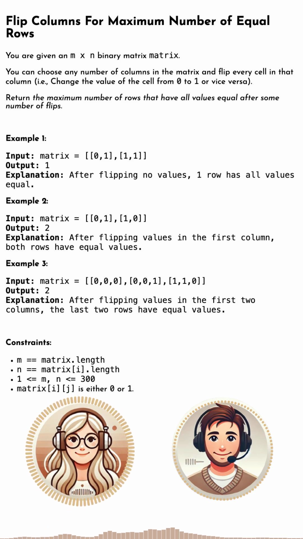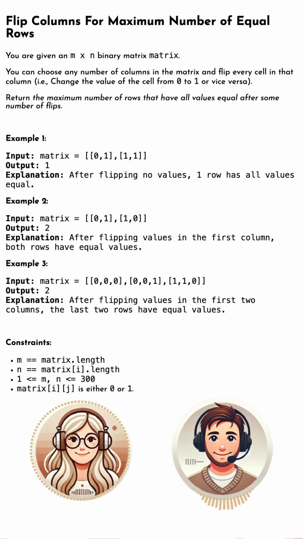Right. And that's where the hash map comes in. It's like a way to group similar items together. So you treat each normalized row as a key in this hash map, and then you store the number of times you've seen that specific pattern. So the hash map helps us count how many rows share the same normalized pattern. Clever. Can you give me a concrete example?